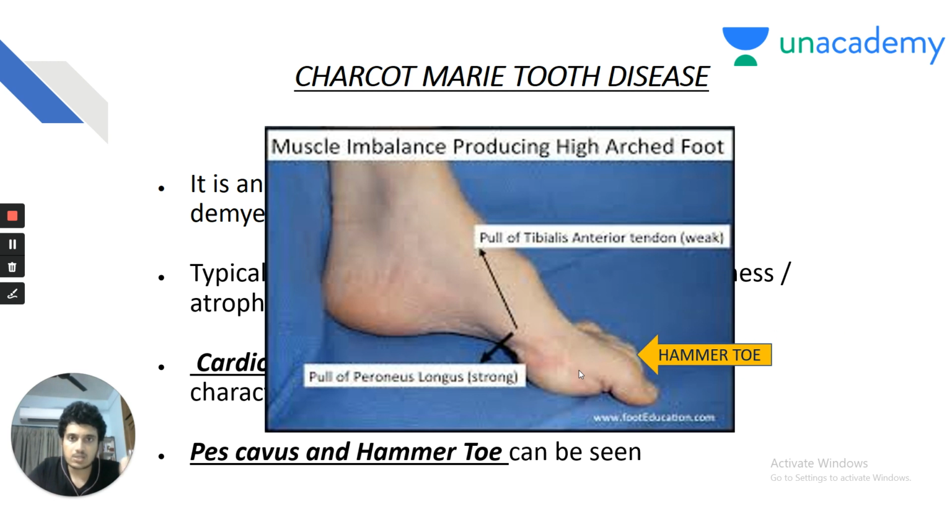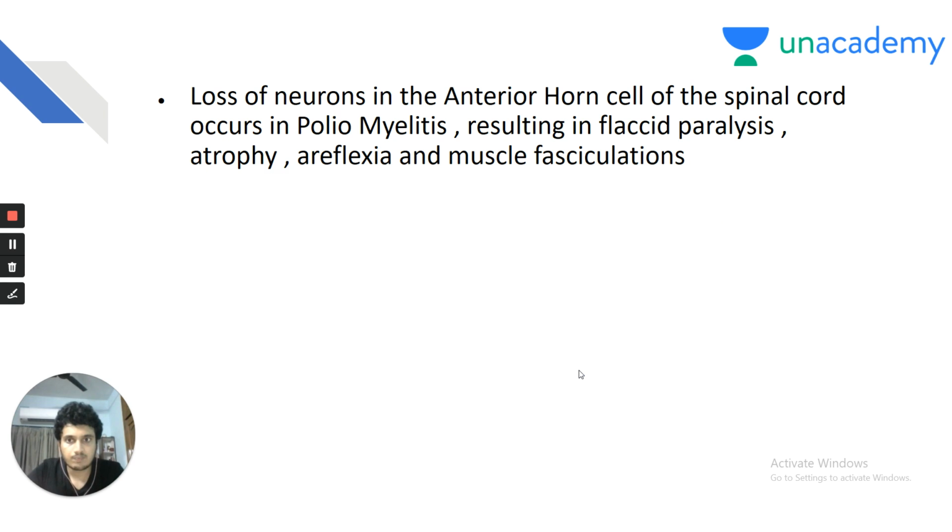So, hammer-toe plus pes cavus, you must first think of Charcot-Marie-Tooth disease. In this way, my dear friends, we must importantly identify the keynote or the highlights of each clinical disease so that you can easily reach the diagnosis just by seeing the keywords.